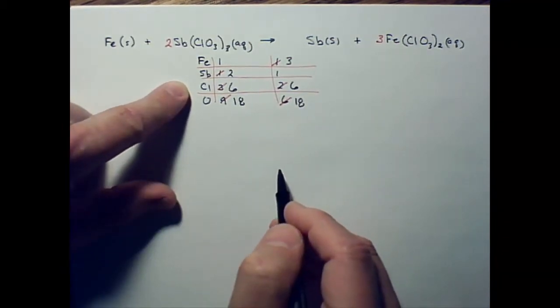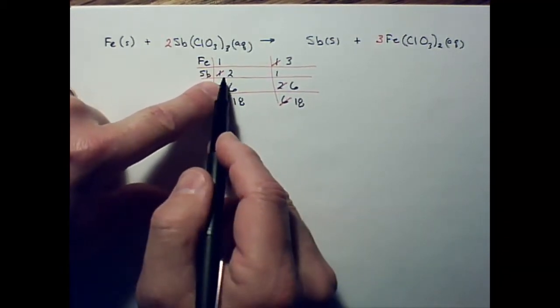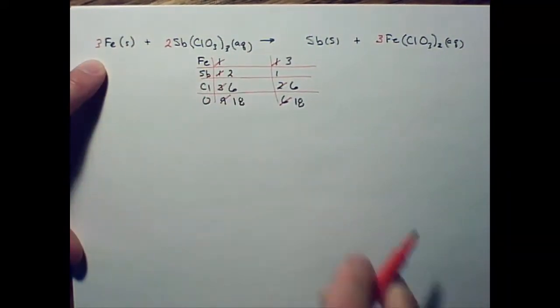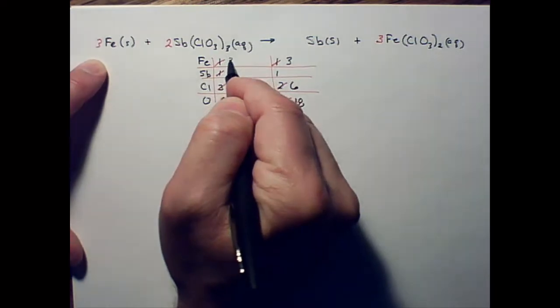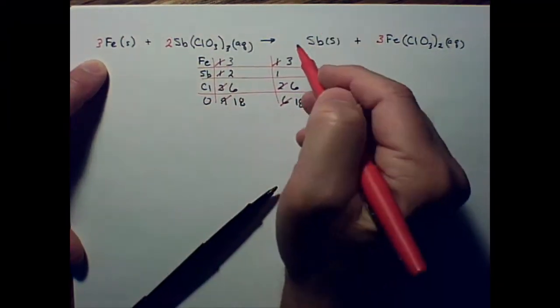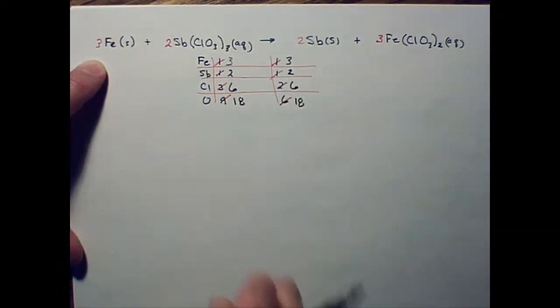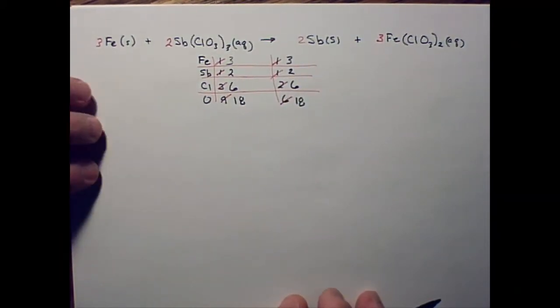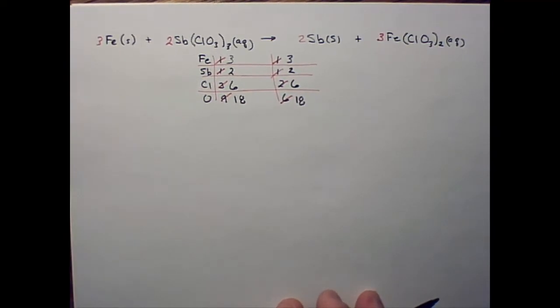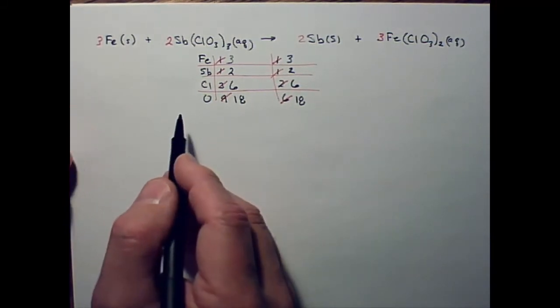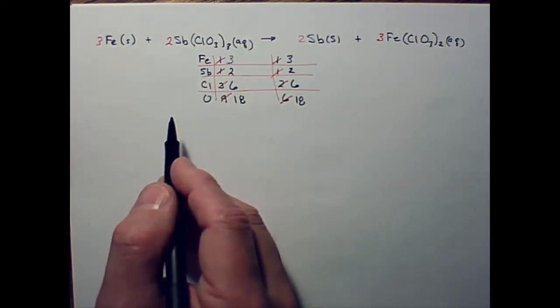So we want to try to get our irons and antimonies balanced. A coefficient 3 in front of this will fix the balance on the iron, and a coefficient of 2 in front of antimony will fix the number of antimony. So now we have a balanced equation, and we need that for any kind of stoichiometry, because stoichiometry requires a molar ratio step, and we get the molar ratio step from these coefficients. Now we're ready to do this stoichiometry to try and find the limiting reactant.